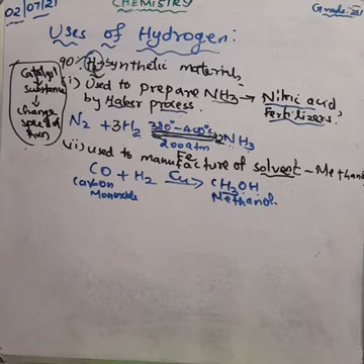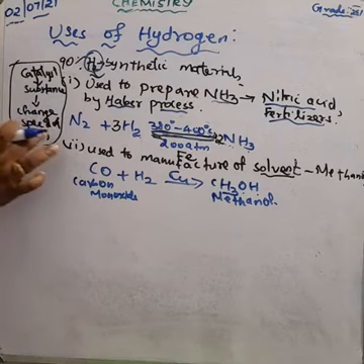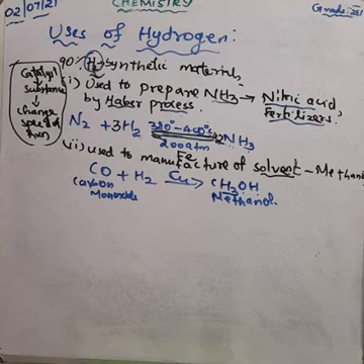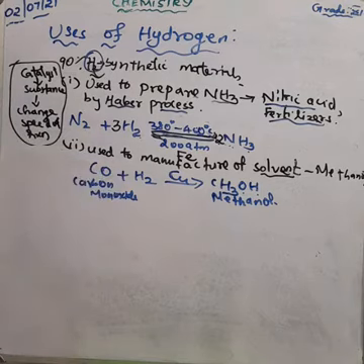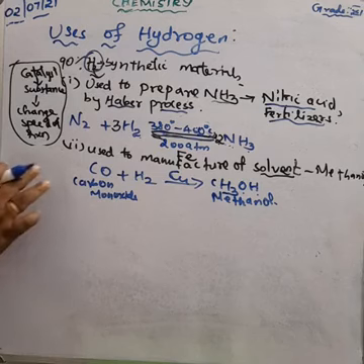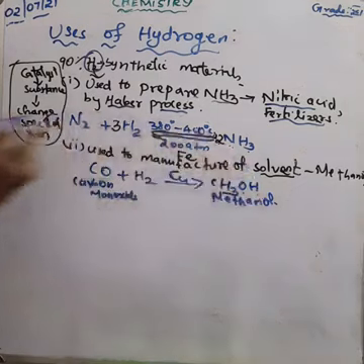Okay, so what do you mean by catalyst? Catalyst means a substance used to alter or change the speed of the reaction without itself being involved in the chemical reaction. It does not take part in the reaction, but it can change the rate of the reaction. Okay, so what is the second use of hydrogen? It is used to manufacture solvents like methanol.